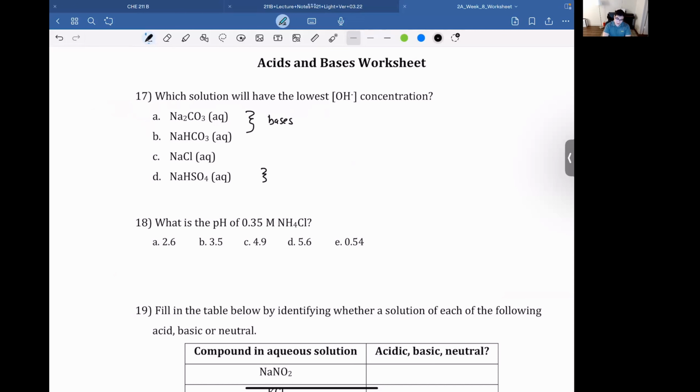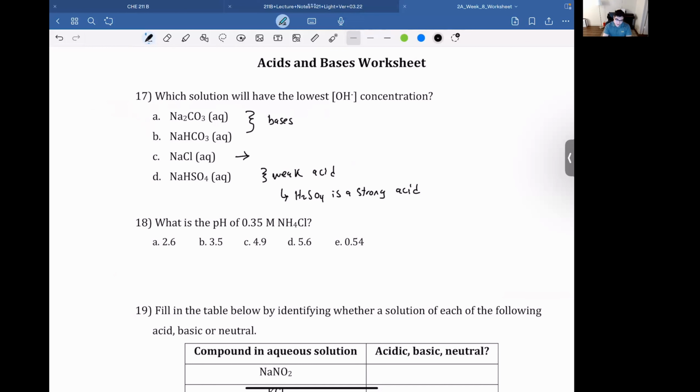H2SO4 is a strong acid. So you don't really get this equilibrium, even though HSO4 minus is a conjugate base to an acid, it's a conjugate base to a strong acid. So you're assuming that the equilibrium does not go backwards, just like with HCl, you assume the equilibrium doesn't go backwards.